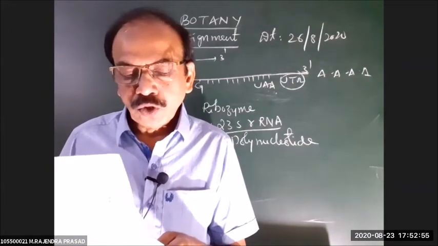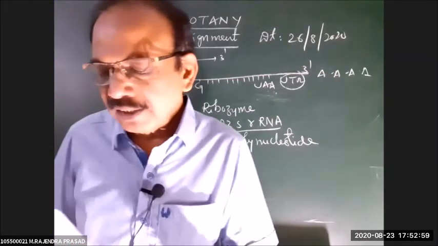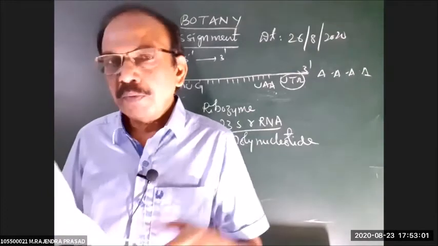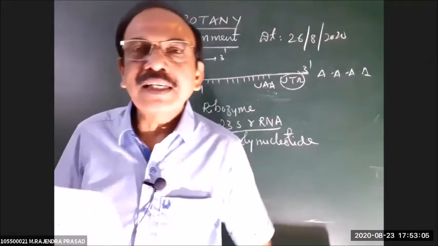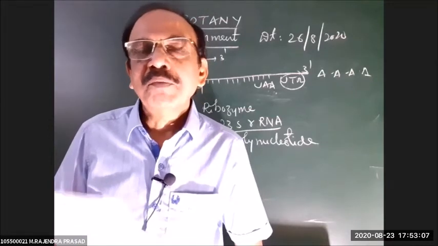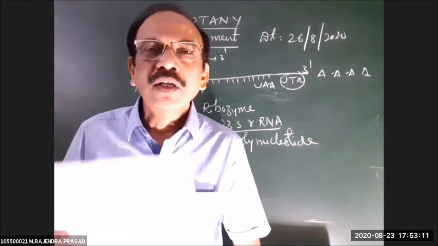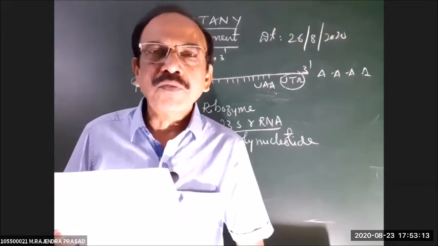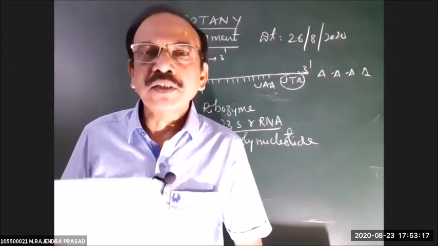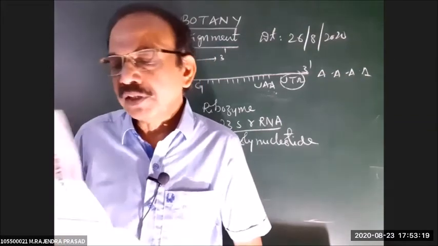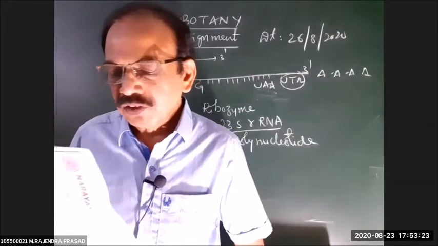Then coming to question number 6. During protein synthesis, amino acid gets attached to tRNA with the help of the aminoacyl tRNA synthetase enzyme. Aminoacyl tRNA synthetase enzyme plays a dual role. The first function is activation of amino acid. The second function is transfer of the activated amino acid to the CCA end of the tRNA. So the answer for this question is the second option.